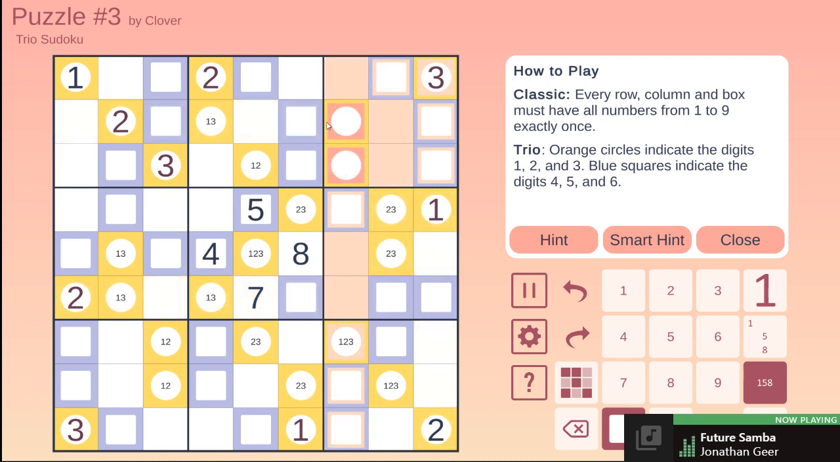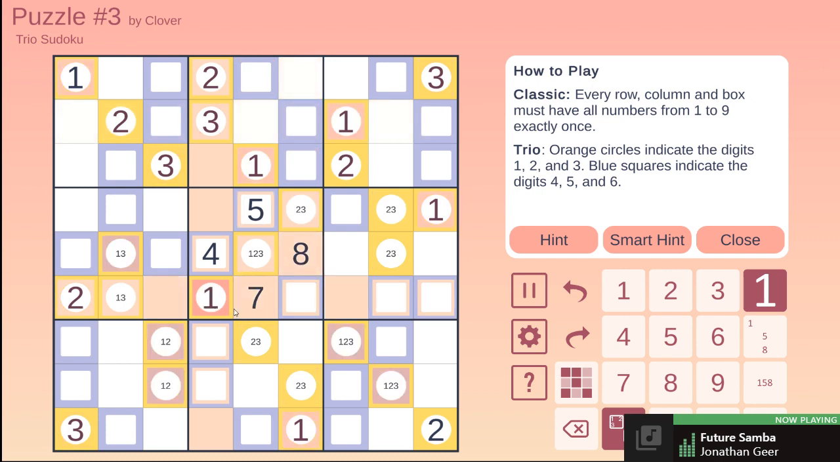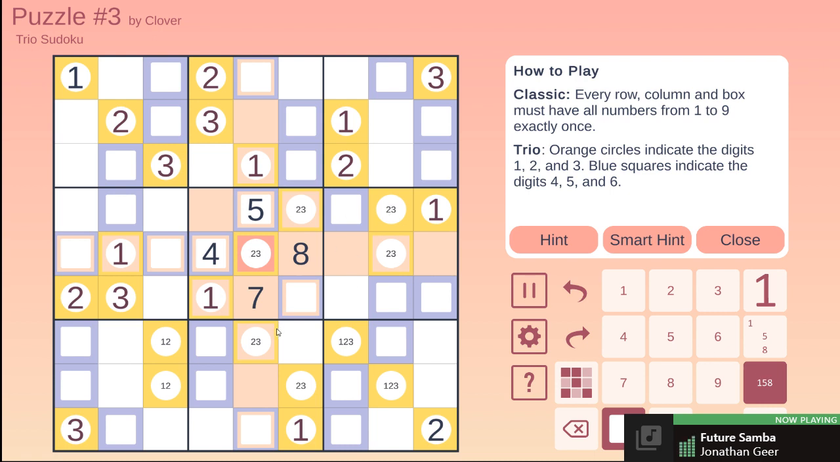Wait, we know what these are. This is a 1, and this is a 2. That means this is a 3. Wait, no, obviously not. This is a 1. This is a 3. This is a 1. This is a 1. This is a 3. 2-3 pair. This is a 2-3 pair. 2-3, 2-3, and so on.